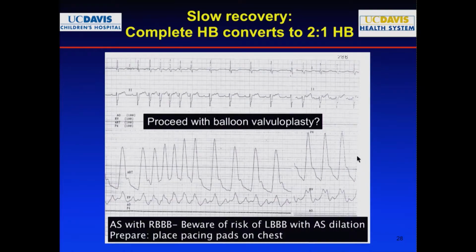So the lesson here is that the EKG actually showed that there was a right bundle branch block. And of course, if you have a patient with right bundle branch block going to the cath lab for aortic dilation, you know you can also cause left bundle branch block. So if you cause that during the inflation, what happened? You have complete heart block. So anytime you have a right bundle branch block, you better be very careful with aortic dilations. Put pacing pads on just in case. Again, these are the things you have to think about.